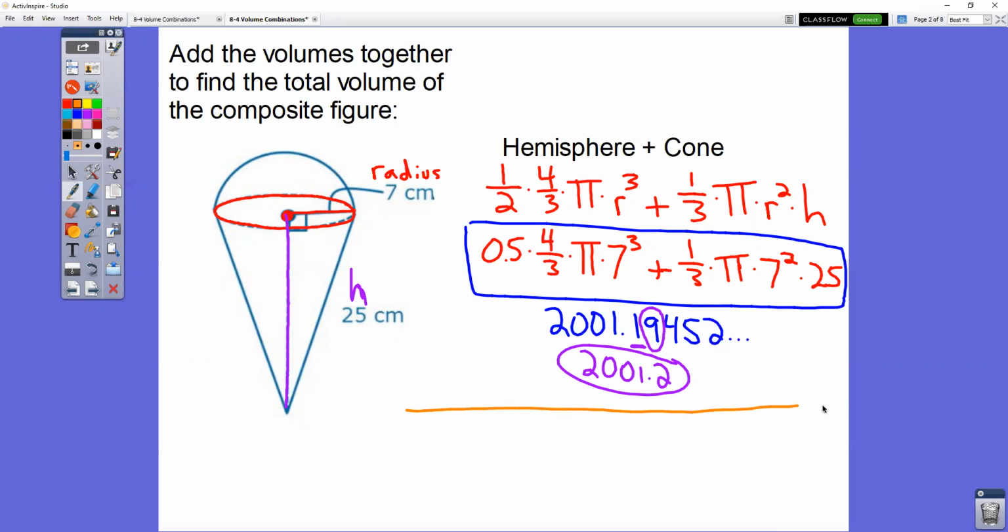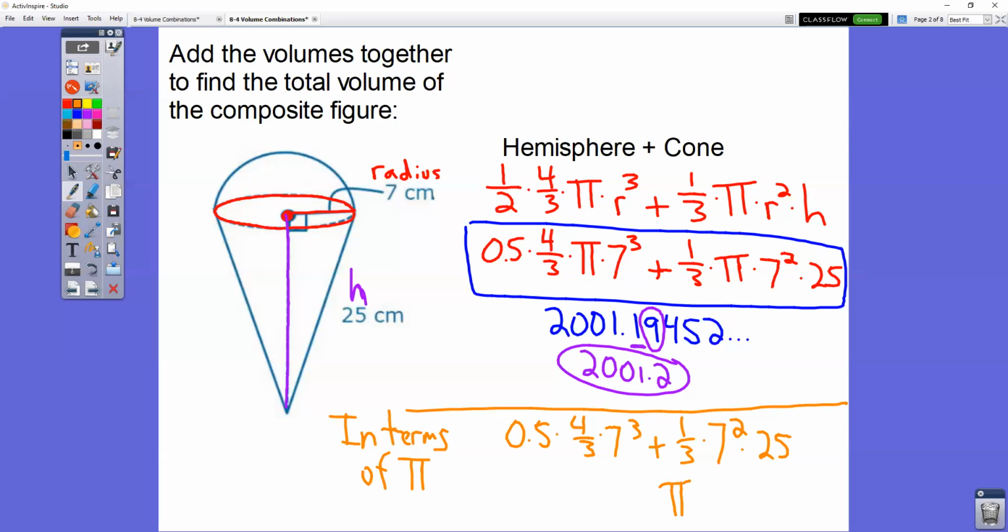If we have to leave our answer in terms of pi, you want to type in everything except for the pi symbol. So we're going to have our 0.5 still. We're still going to have our 4/3. We're not going to type in the pi symbol, but we're still going to have 7 to the third power. We're still going to have our plus sign, our 1/3, our 7 squared, and our 25 at the end.